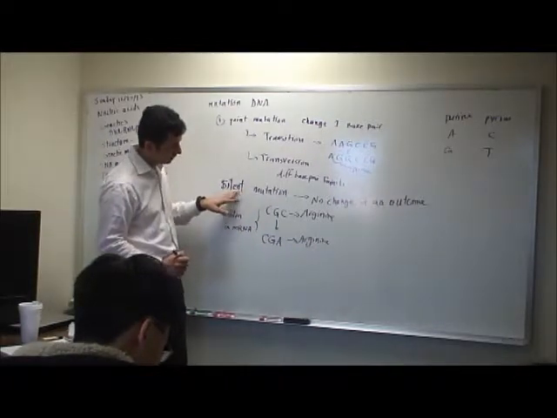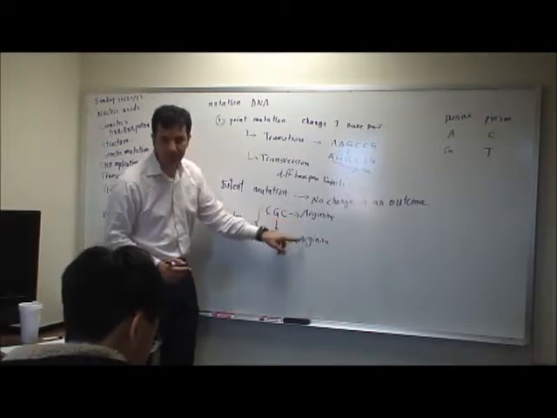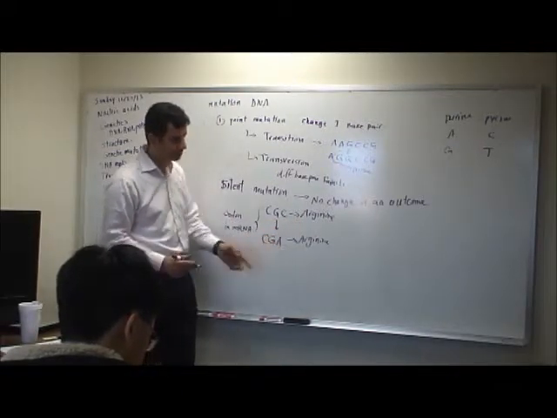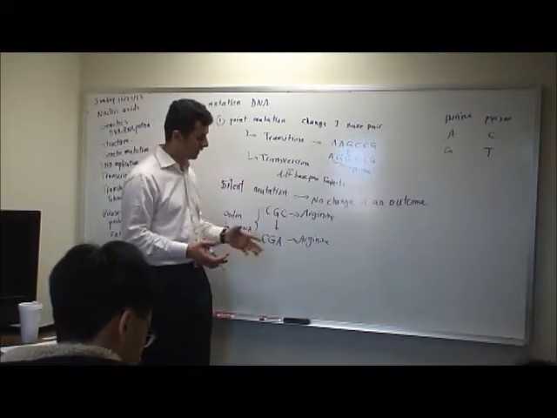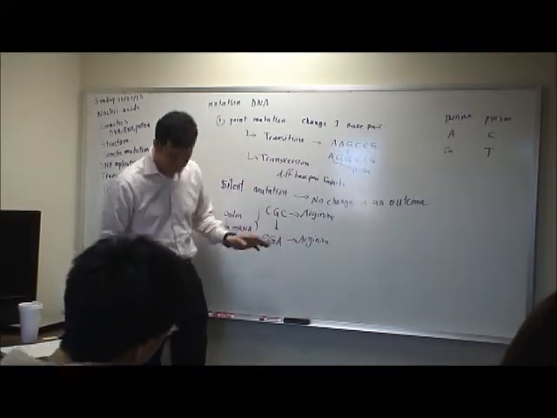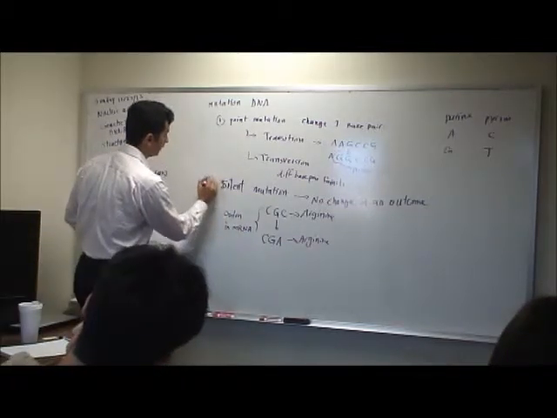The reason they call it silent mutation is that if you change this base pair to this one, they're both coding for the same amino acid. And that's why, if you look at the codon tables, each amino acid has more than one codon to represent it. That's number 1.